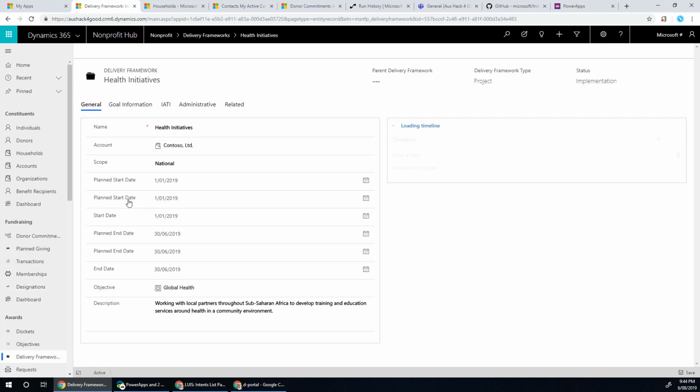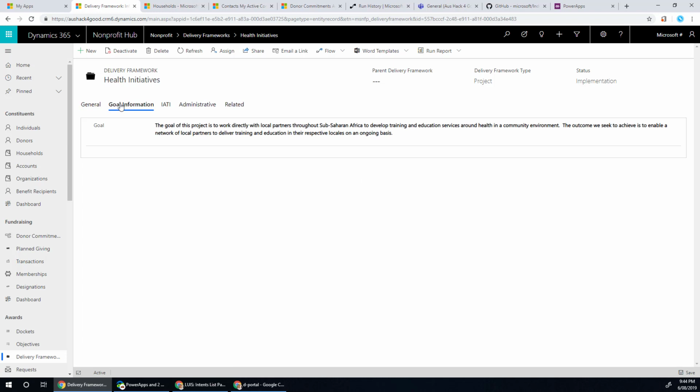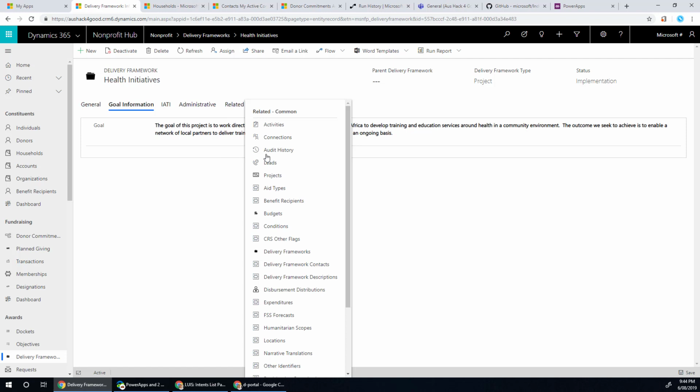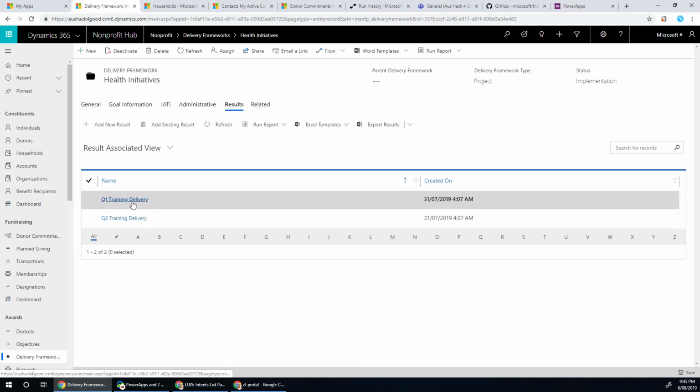I can go in there, look at what are the goals associated with it, but then I can take it further. And I always believe that you always need to measure the goals that you have, and then you need to understand where you were, where you are, and where you're going, and then have quantifiable indicators around it as well. So with my health initiatives delivery framework, now I want to look at what are some of the results that we've been tracking. So look here, there's a couple of results, Q1 and Q2 training delivery. I can go deeper into the Q1 training delivery.